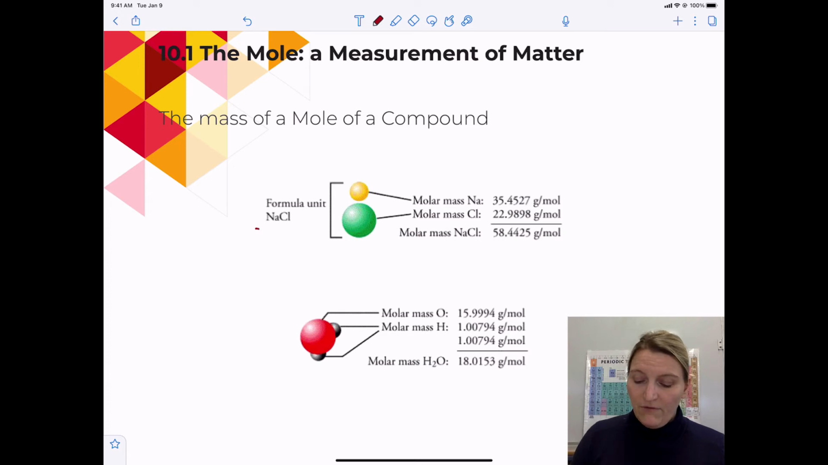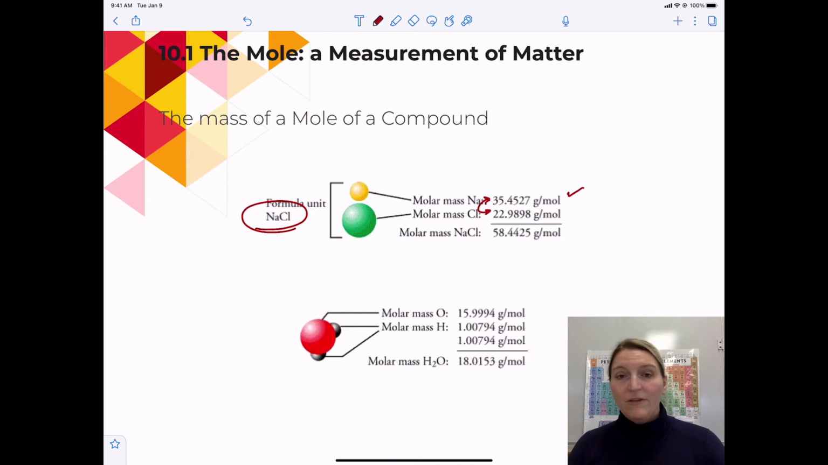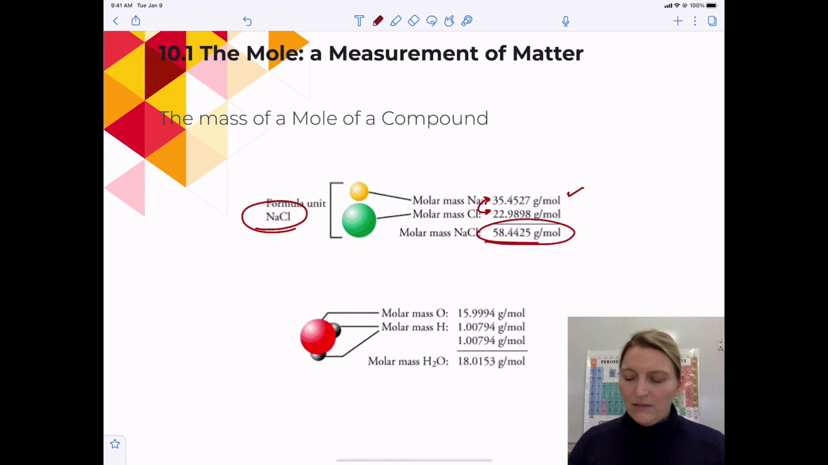So for example, if I want to find the mass of 1 mole of NaCl, 1 mole of 6.022 times 10 to the 23rd formula units of NaCl, I just add up the sodium. Actually, these two are backwards. The chlorine is 35.45 and the sodium is 22.998. And you add that up, and that's the molar mass of the compound NaCl.